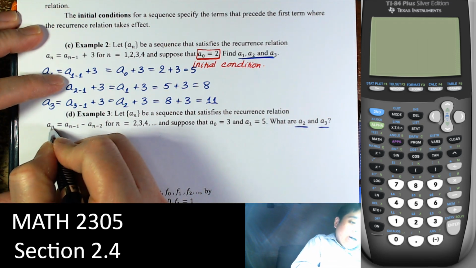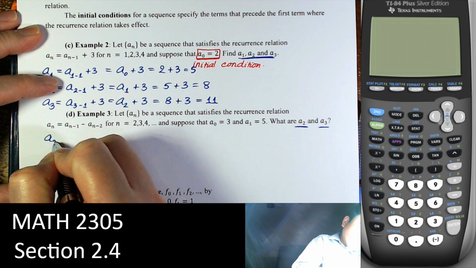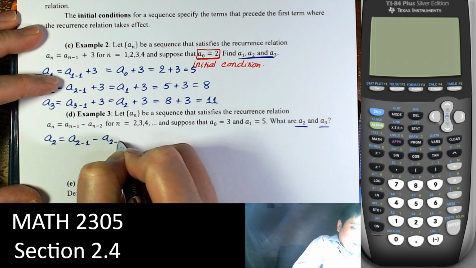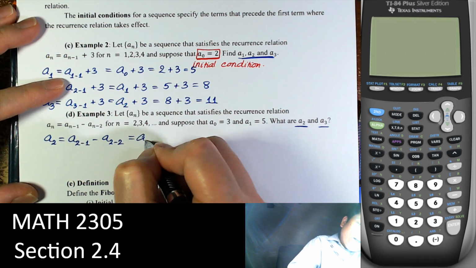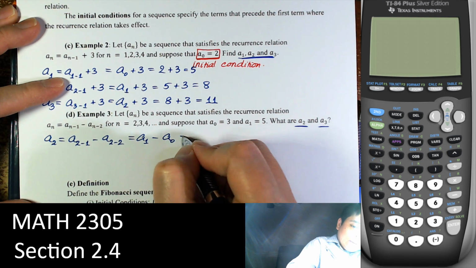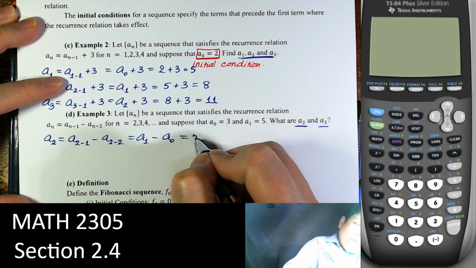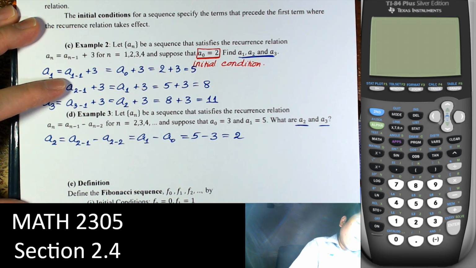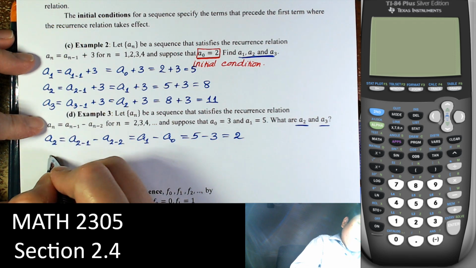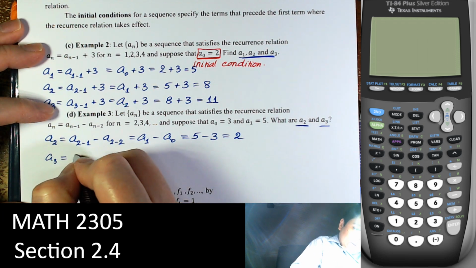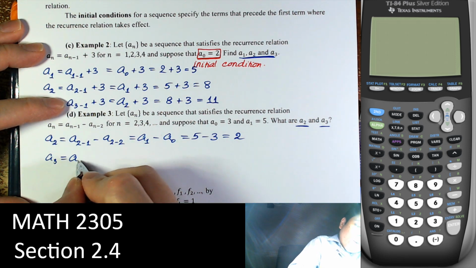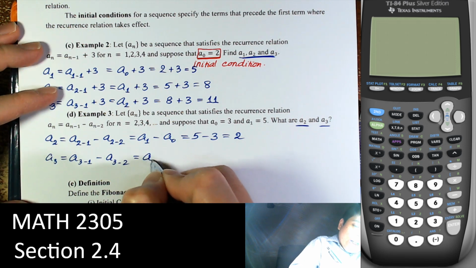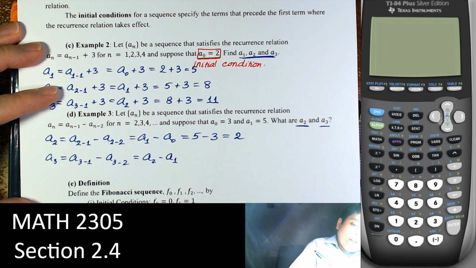So if we want A2, I'm going to substitute 2 in for n. So 2 minus 1, so A1 minus A naught. A1 is 5, A naught is 3. That gives us 2. Now, if we want A3, we're going to substitute 3 in for n. And we have 3 minus 1, 3 minus 2. So that gives us A2 minus A1.